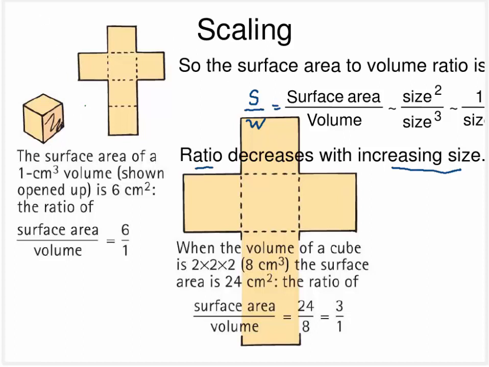So if we were to take a look at something small, maybe something that was a centimeter cubed, and unfold this 1 centimeter cube, then the surface area is going to be 6 and the volume is going to be 1. If we looked at something that was 8 cubic centimeters, so something that was 2 by 2 by 2, unfold that, and the surface area is going to be 24, the volume is just 8, and this ratio goes down to 3.